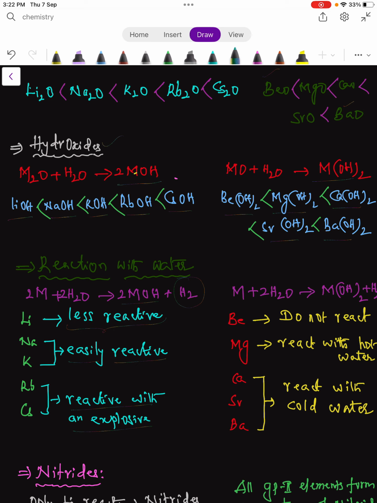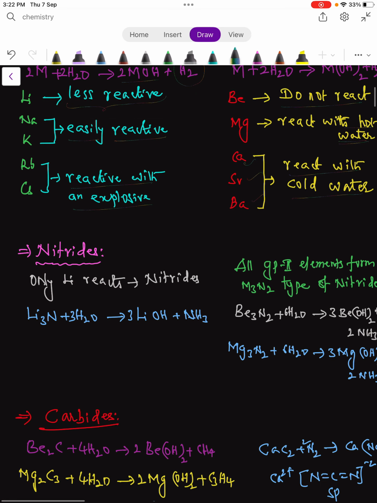Same way, among second group elements, beryllium does not react with water. Magnesium reacts with hot water only because it is less reactive. Calcium, strontium, barium react even with cold water. Why? Reactivity increases down the group.